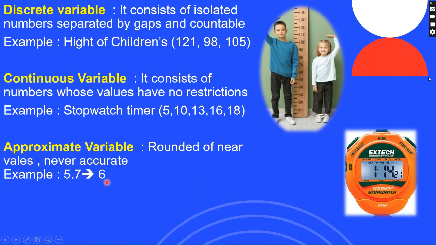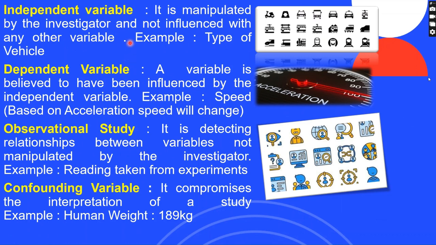Third one is the approximate variable. Very simple. It's converted to the nearest integer or nearest value. For example, you can say 5.7 equals 6. It will be the approximate value.